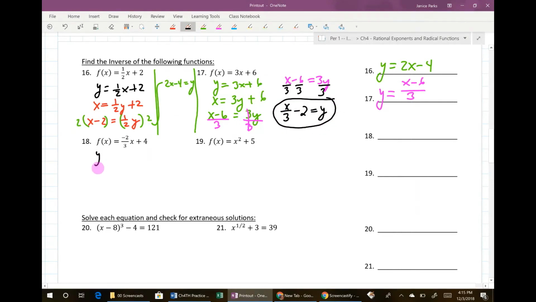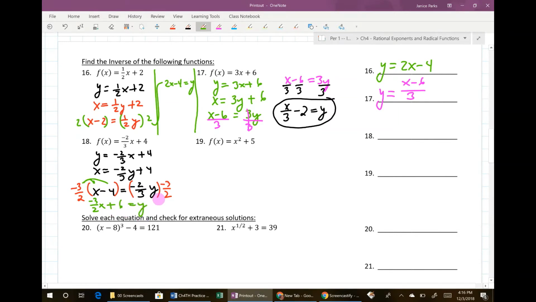For number 18, y is equal to negative 2/3 x plus 4. So x is equal to negative 2/3 y plus 4. So you're going to subtract 4. And then you're going to multiply both sides by negative 3/2. Go ahead and distribute. So you have negative 3/2 x plus 6 is equal to y.